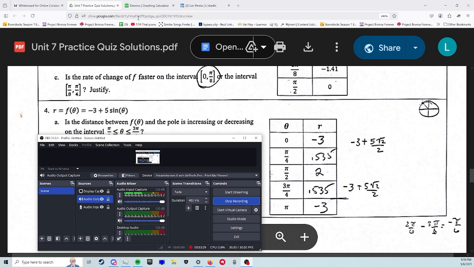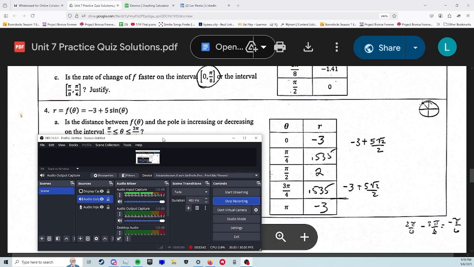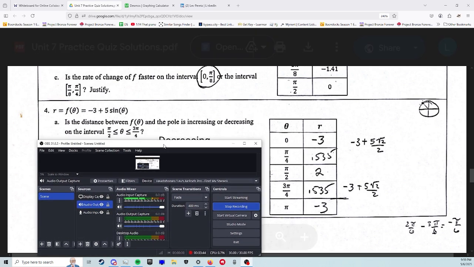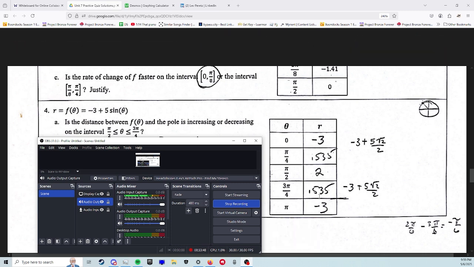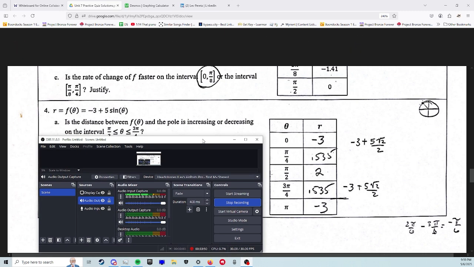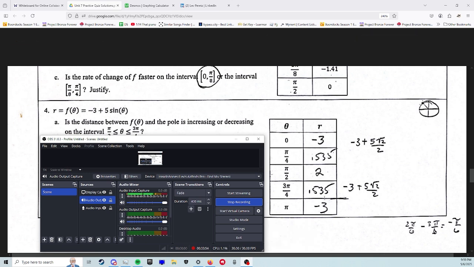Wait, is that the peak point? No, that's not. Okay, whatever. And then you subtract that. Okay, anyways, so is that increasing or decreasing on the interval pi over 2 through 3 pi over 4? The pole distance is decreasing because 2 is larger than 0.535 from 0.